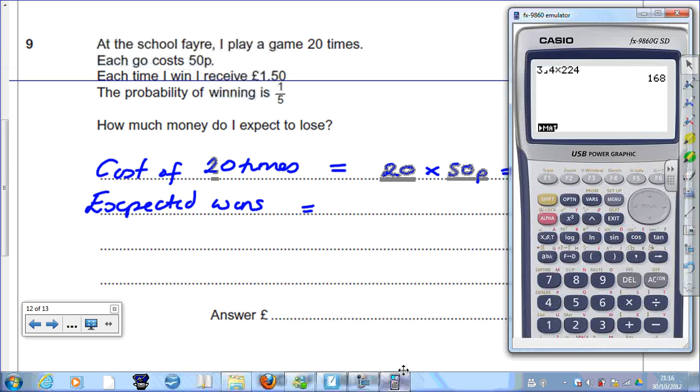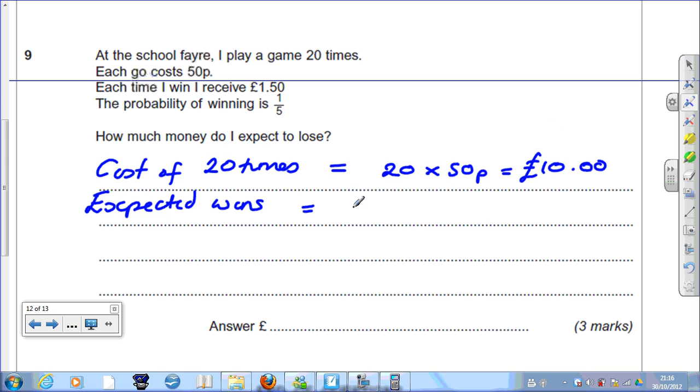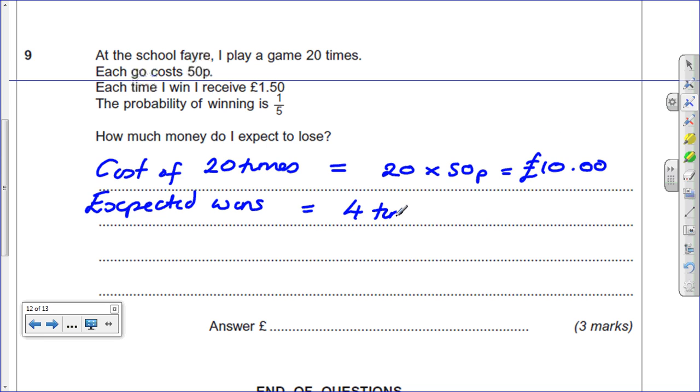So you expect to pay £10 and expect to win £6. So how much money do you expect to lose? It's going to be the cost, take away the expected winnings, and the answer would be £4 for 3 marks. You might pick up 1 mark here for showing the £10, the cost of it. Almost definitely 1 mark for the 4 times. And if 6 was seen, possibly 1, maybe even 2. Right, and that's that. I'm sure you're relieved to hear.